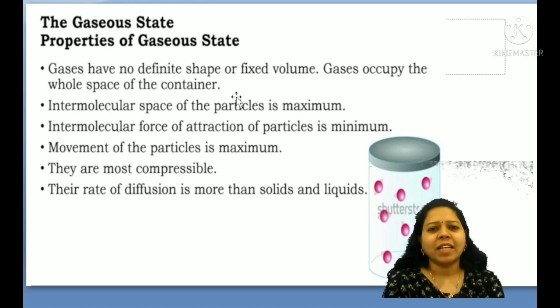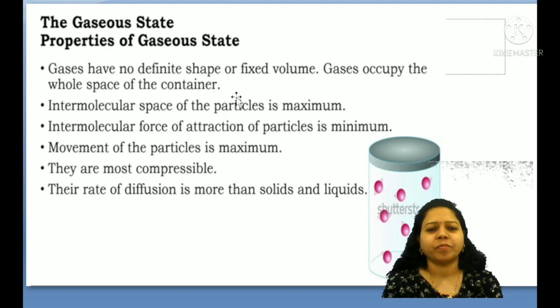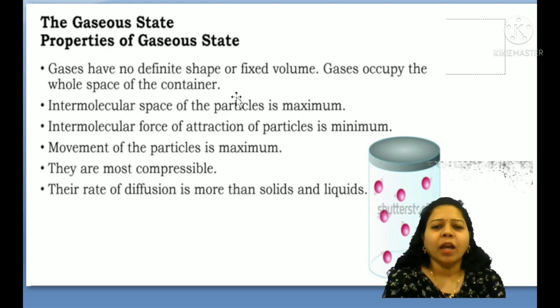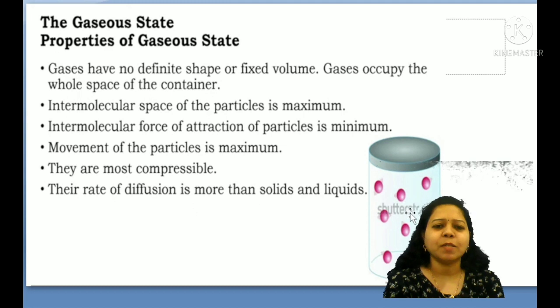If we take any gas, it does not have a definite shape, and if we measure it, it does not have a fixed volume. We are not taking 100 ml of this gas, 100 ml of nitrogen gas, 100 ml of oxygen gas, like that. And the particles present in gases are very far away from each other. The intermolecular space between these particles is maximum. More space is present between these particles. That's why we say the intermolecular space between these particles is maximum.